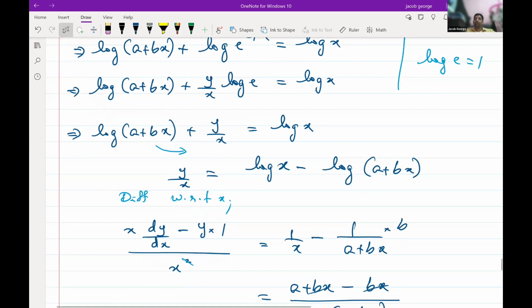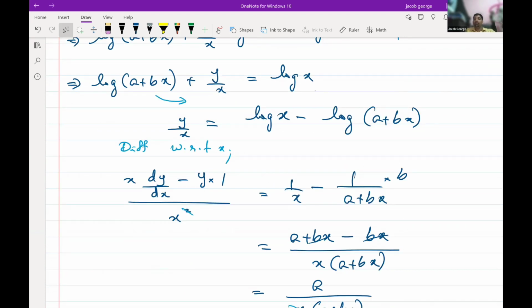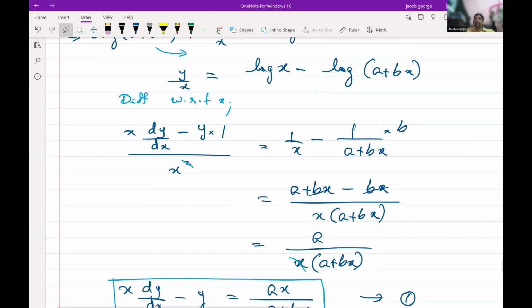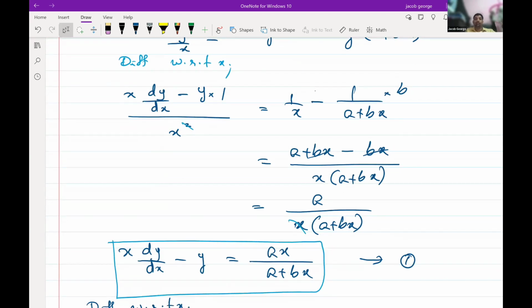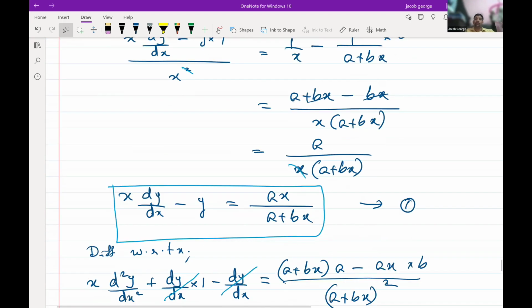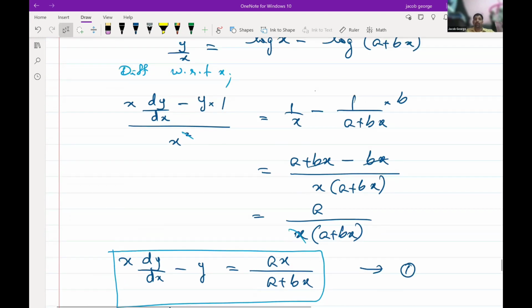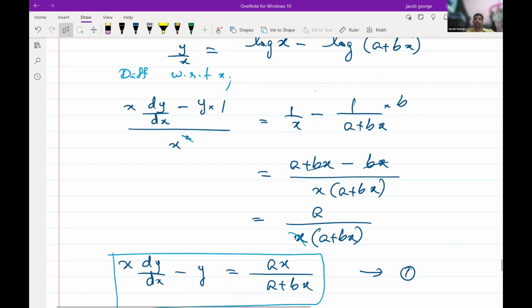Then we have taken the LCM on the right side, a plus bx minus bx by x into a plus bx. We got a by x into a plus bx. That x is cancelled on both sides, and then we have multiplied that x to the right side numerator. x dy by dx minus y is ax by a plus bx. That we put as equation number 1. Is that clear? That quotient rule and the right hand side derivative and all.